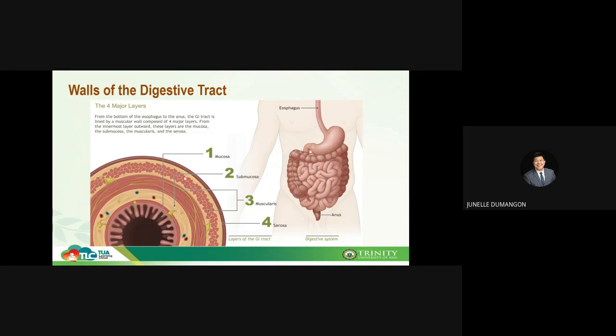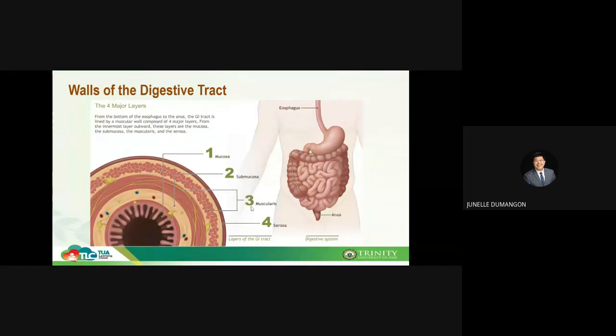The second layer here, labeled as number 2, is your submucosa. And as you can see here, you will find red, blue, and yellow structures. So what are those? Those are your blood vessels and nerves. So the submucosa is a thick layer of connective tissue containing blood vessels, nerves, and even glands.